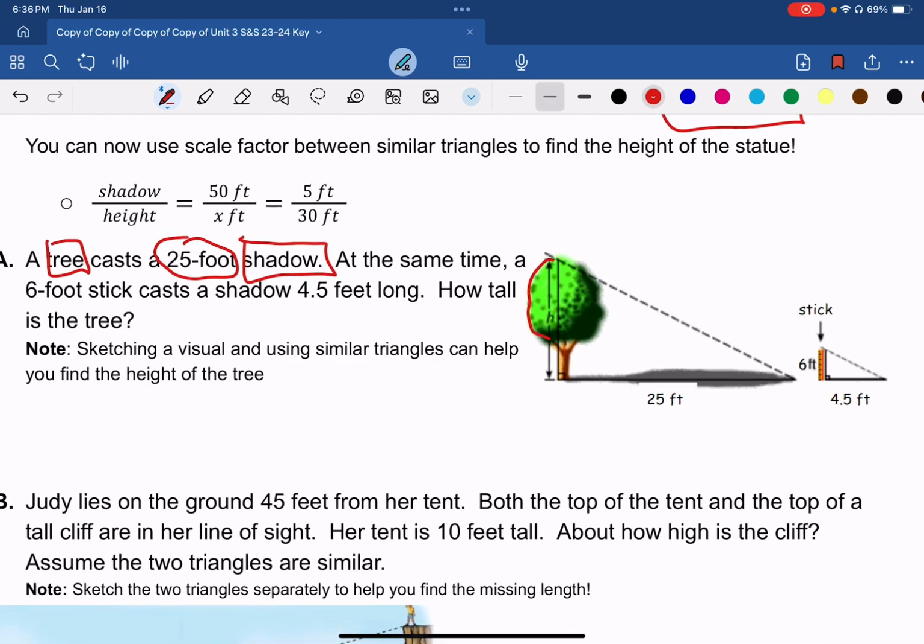They drew a little tree, and it's casting a shadow, and that means the sun's probably over here, right? Cool. And then they said, oh, let's just connect the dots so that we have a triangle. At the same time, a 6-foot stick, so like 6 foot, that's a number, and it's a stick, casts a shadow that's 4.5 feet long. All right, so we drew the stick, and it's casting a shadow. The sun's still there. And let's connect the dots so that we have a triangle to compare to, right?